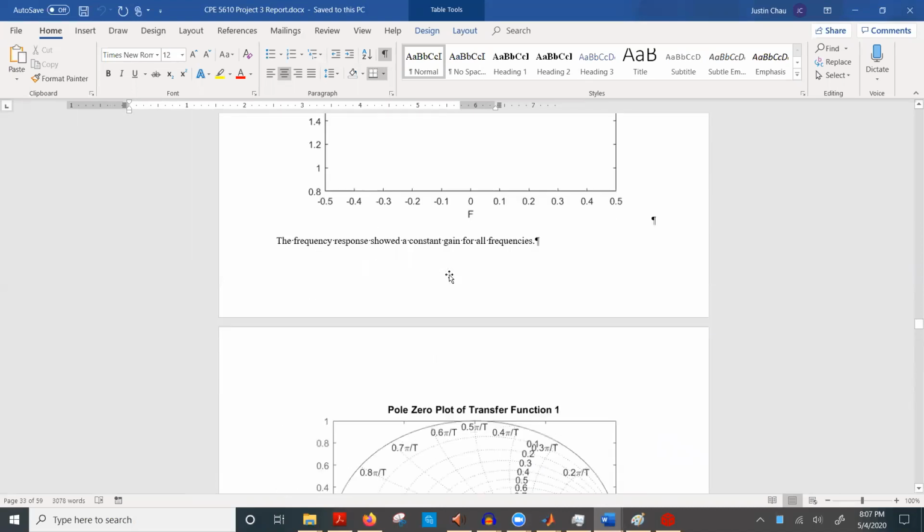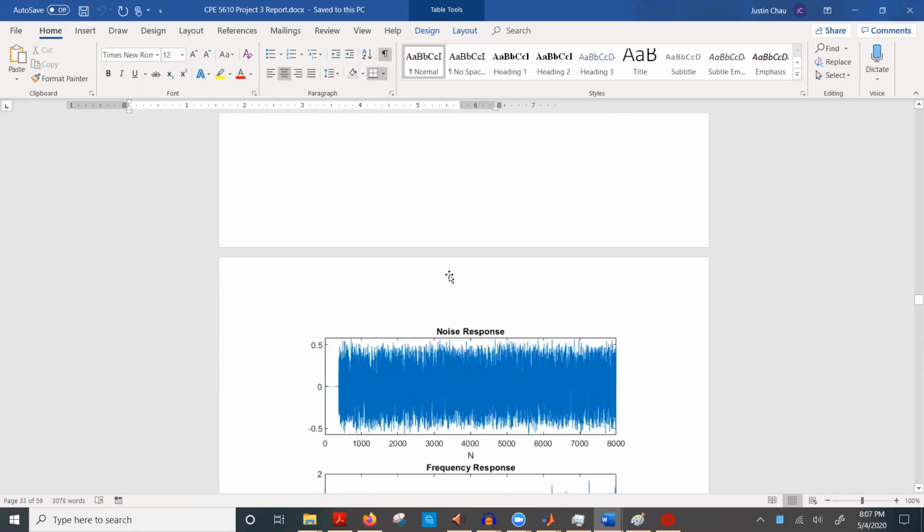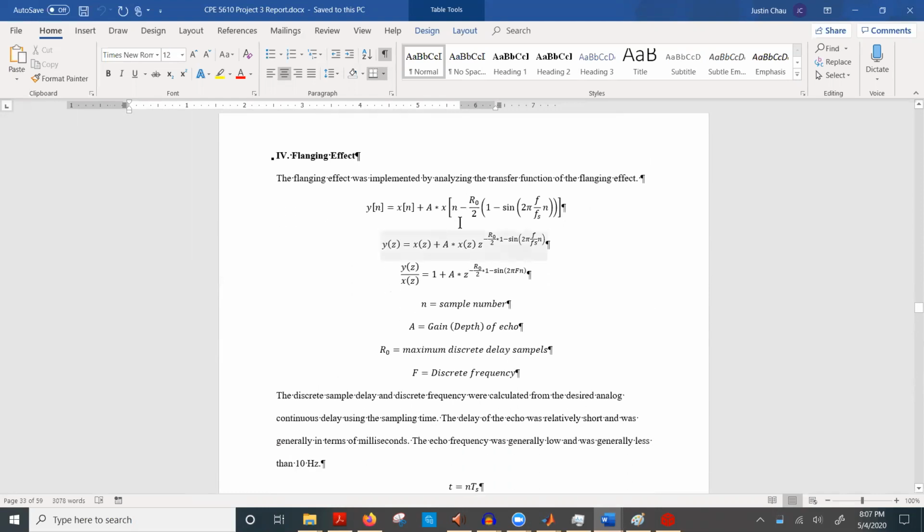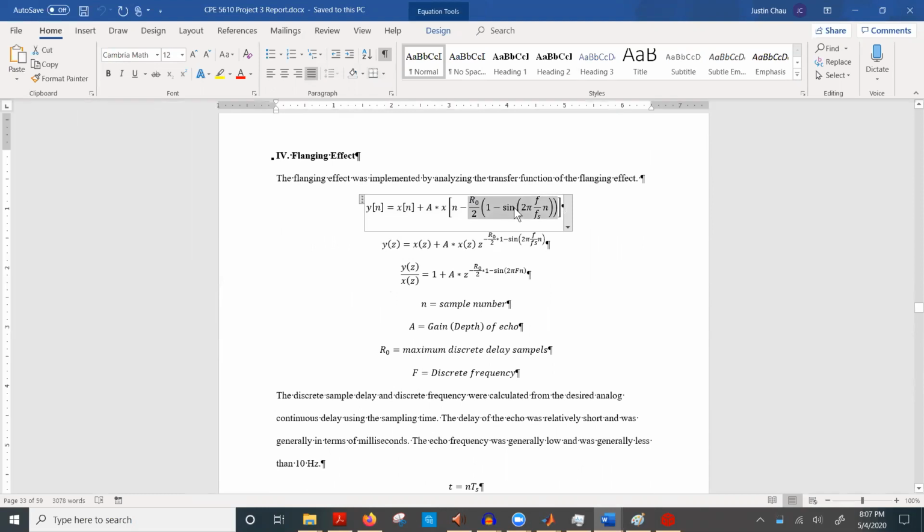As we look over here, the flanging effect has a time varying delay. The delay part is the n minus part, but the delay varies sinusoidally. A couple of parameters to keep in mind: R0 is the maximum number of delay samples.